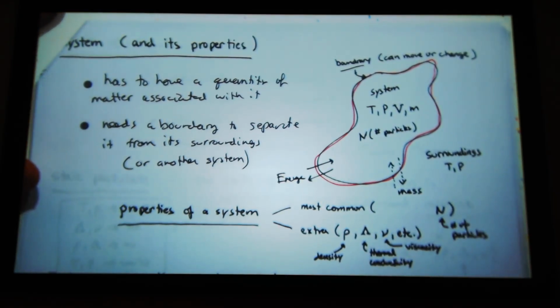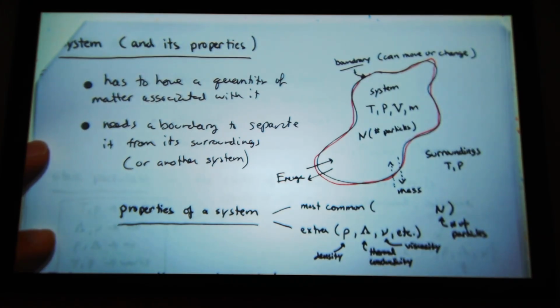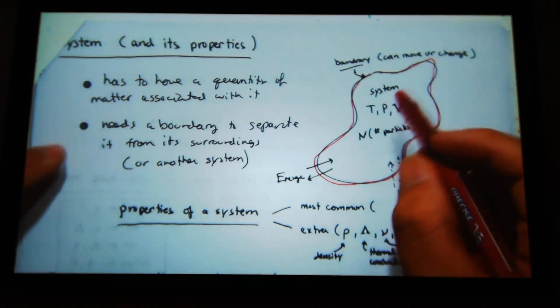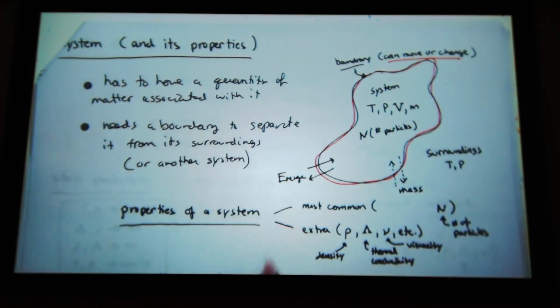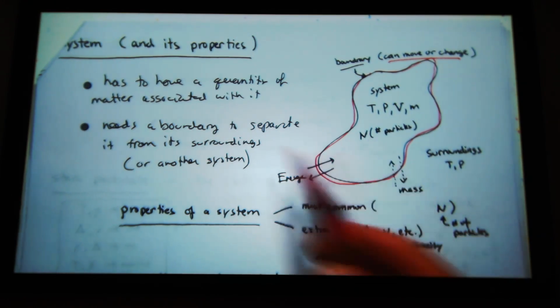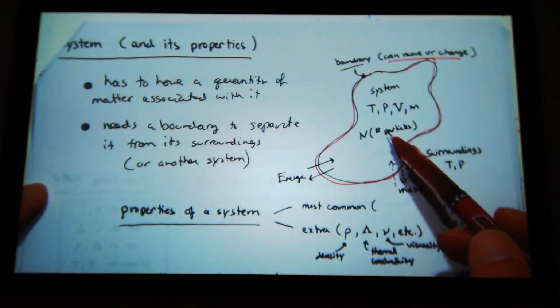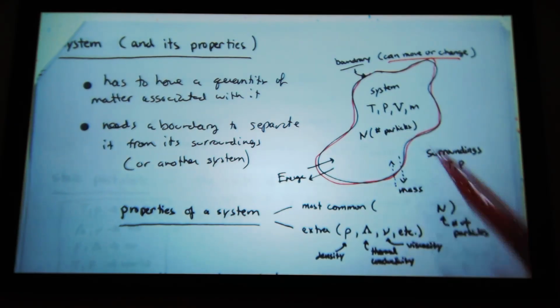System and its properties. So we ended last lecture here. A boundary can move or change, and I want to underline that. The system has to have a quantity of mass or matter associated with it. In principle, maybe you can define a system as a vacuum, but it's really hard. Let's not say that that's a system. Really, we need mass in it.